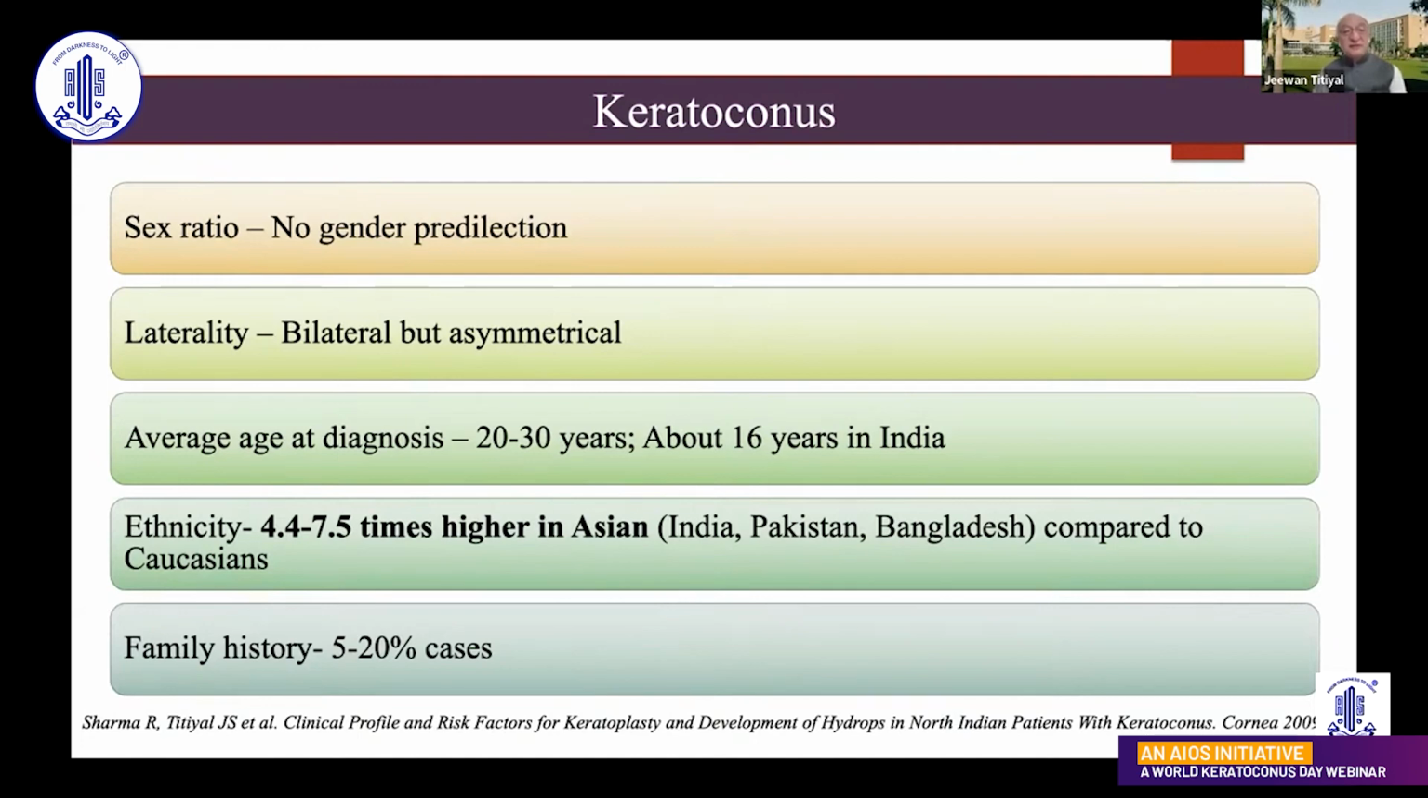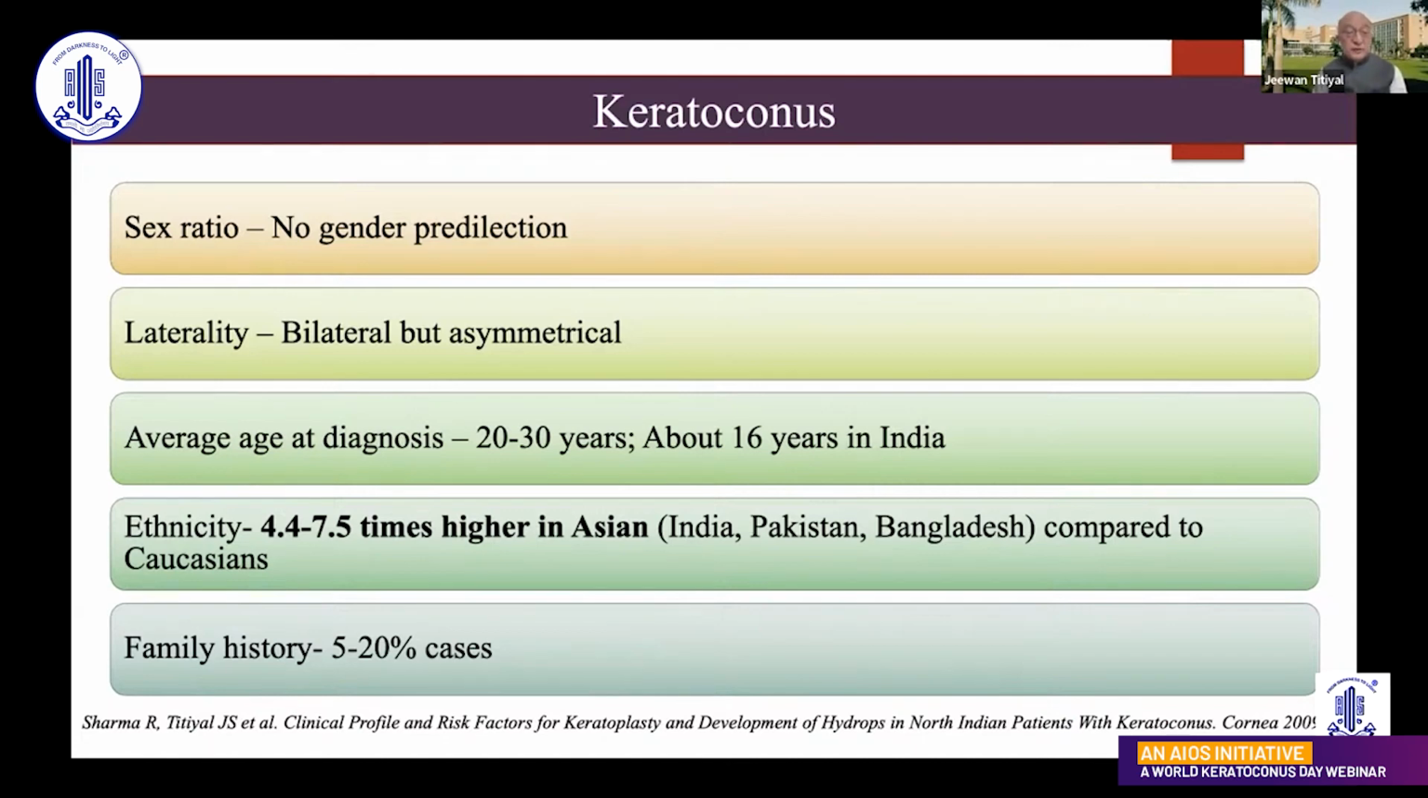There's a definite family history in some group of patients. Various studies quote around 5 to 20% of cases may have a family history of keratoconus. This is a very important understanding. If you have somebody with keratoconus in the family, there are definitely more chances of keratoconus coming in their siblings or subsequent generations. So this has an impact on our counseling of these people also.